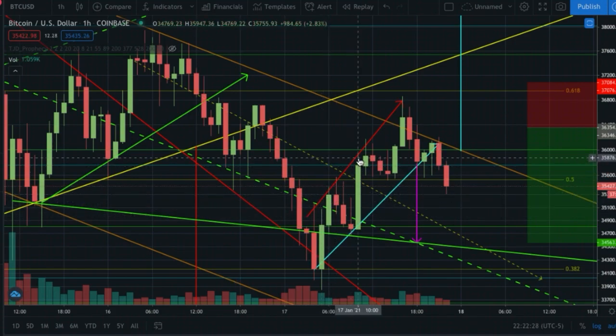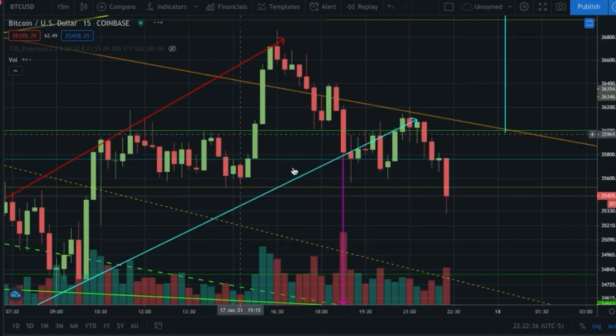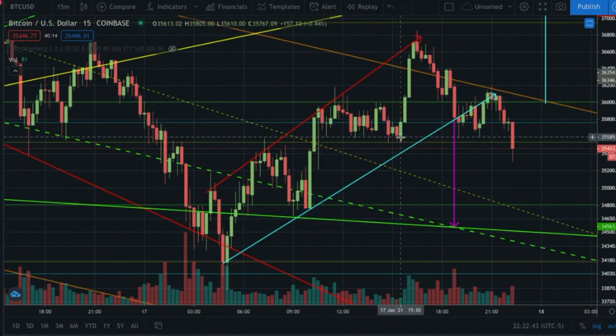We have 1, 2, 3 drives right there, all 3 hitting that top red resistance line, and you can see it even clearer on a shorter time frame as well. This is like a small scalp that we're essentially paying attention to. We have a single wave up, 2, we have a third wave up, 3.